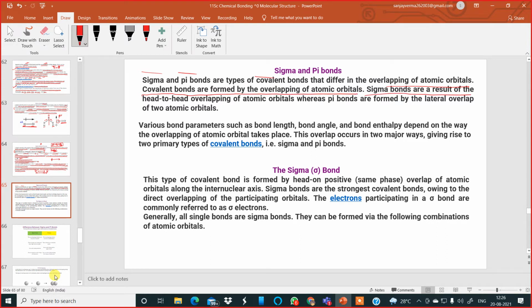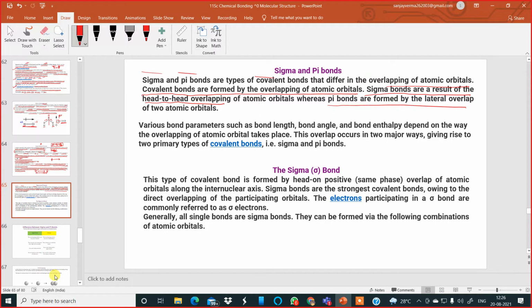Sigma bonds are a result of the head-to-head overlap. Yesterday I showed you the video also. Whenever orbitals overlap head-to-head, head-on overlap, then they will form sigma bonds. Otherwise, if the orbitals are overlapping sideways, lateral overlap, then they will form pi bonds.